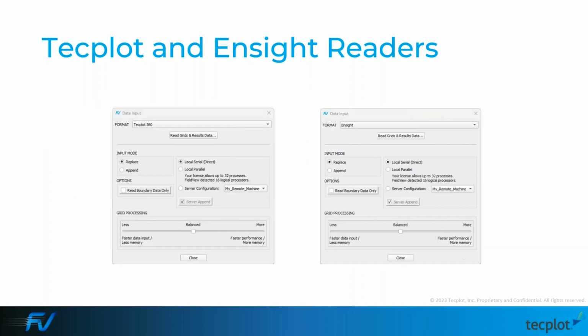We also brought to the surface two readers that we had for a long time, but users were often asking us about them, not finding them on the interface. They were a bit hidden under something called generic unstructured, but FieldView has readers for both the Tecplot 360 format and the Ensight format, and so you'll find them directly now in the drop-down list.